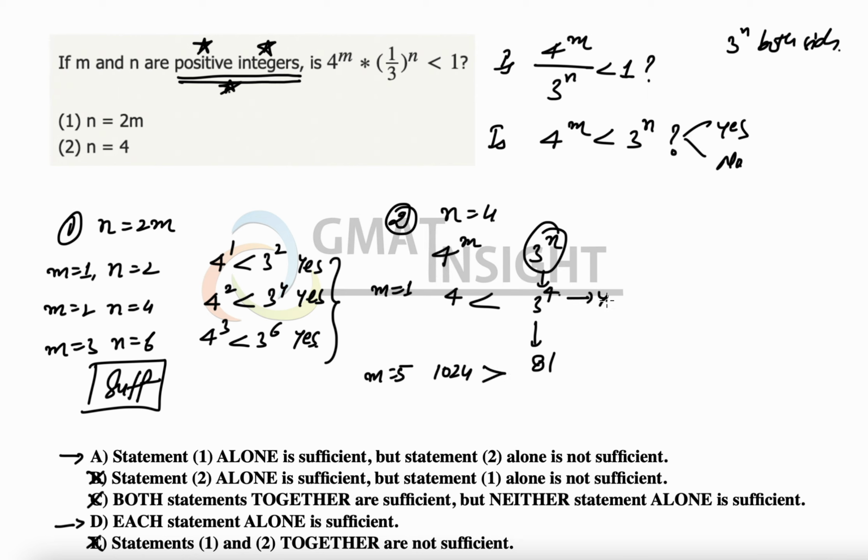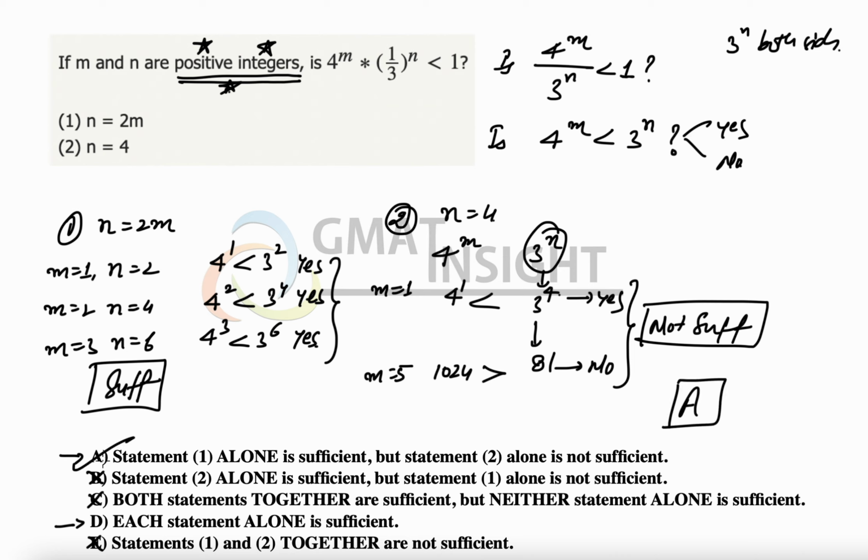Now since we have conflicting answers to the question, which is sometimes yes and sometimes no, 3 to the power n is sometimes bigger than 4 to the power m and sometimes smaller, therefore we say that the second statement alone is not sufficient. And since the first statement alone is sufficient and the second is not, the final answer to the question becomes option A. I hope you enjoyed the explanation.